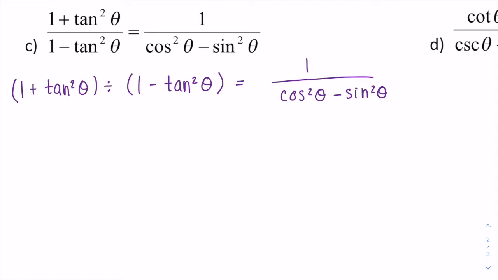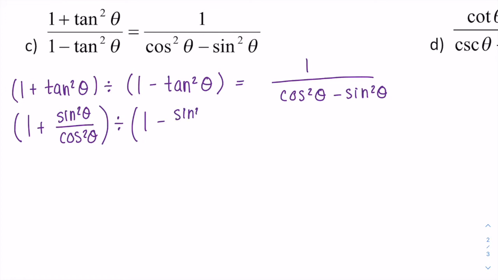Okay, so the first thing I want to do on my left side is get rid of my tans. The reason I want to do that is because on the right side, we just have sine and cosine. So because there are no tans on the right side, we'd ideally like to get rid of them. So let's put our tans in terms of sines and cosines. So we'll have 1 plus sine squared theta over cosine squared theta divided by 1 minus sine squared theta all over cosine squared theta, just like that. And I'll try to fit these in.